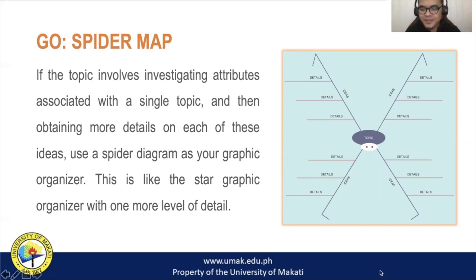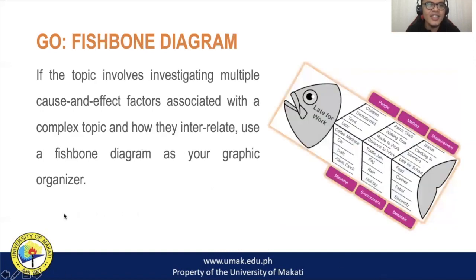Okay, let's continue. The next graphic organizer is the infamous fishbone diagram. If the topic involves investigating multiple cause and effect factors associated with a complex topic and how they interrelate, use a fishbone diagram as your graphic organizer. We have been using the fishbone diagram since, I don't know, junior high school, and I think we are also familiar with it.